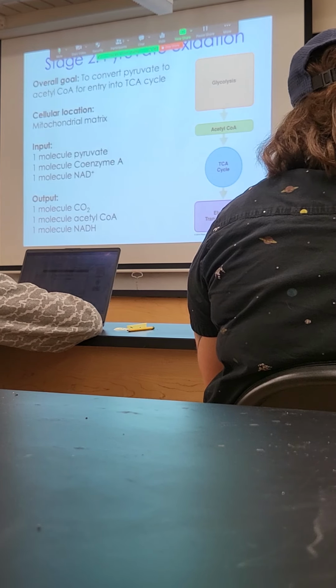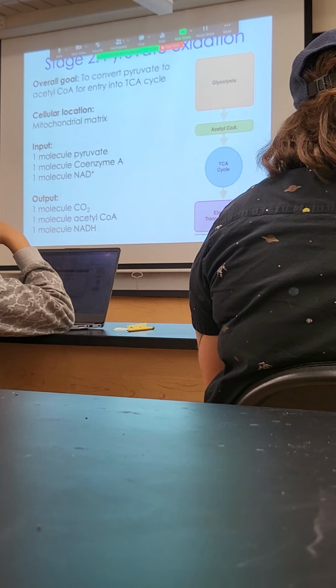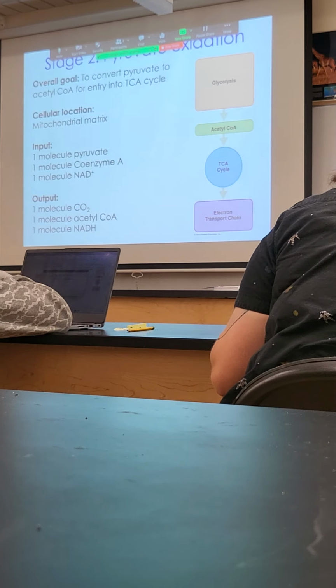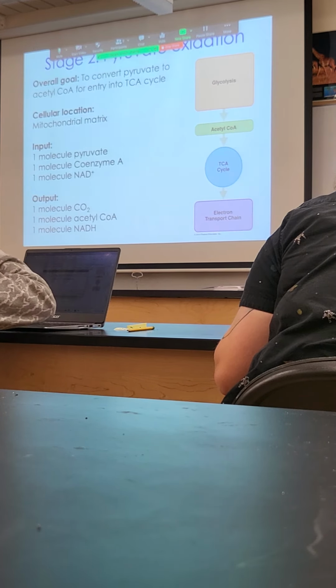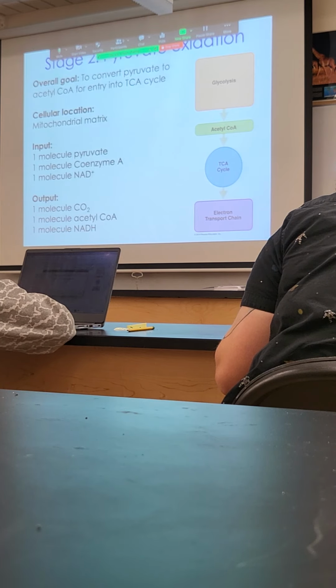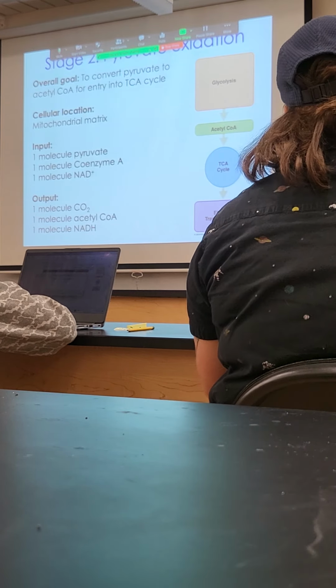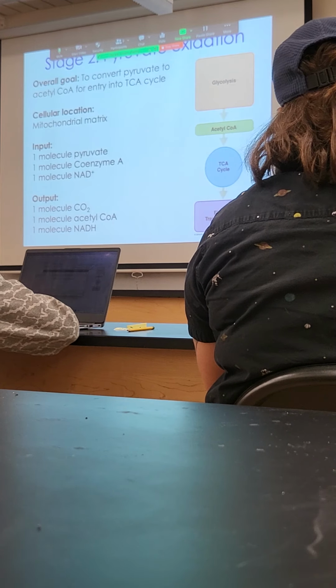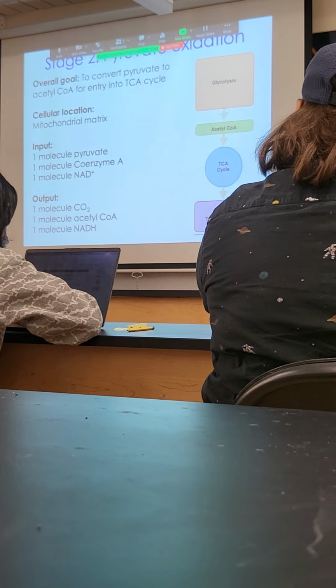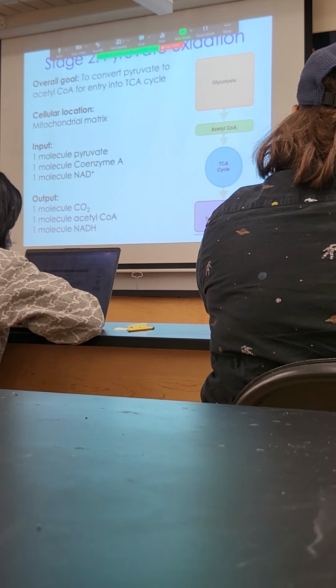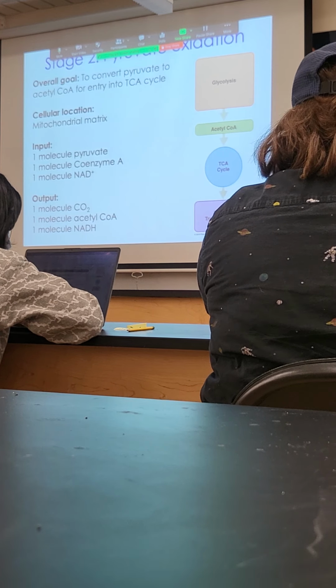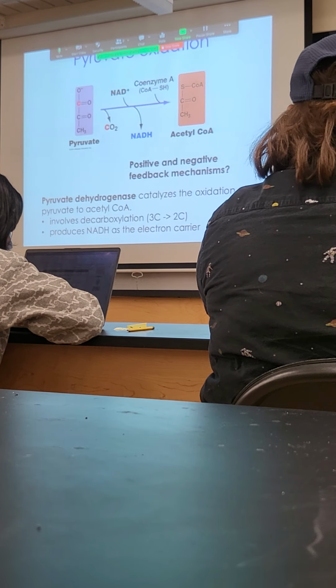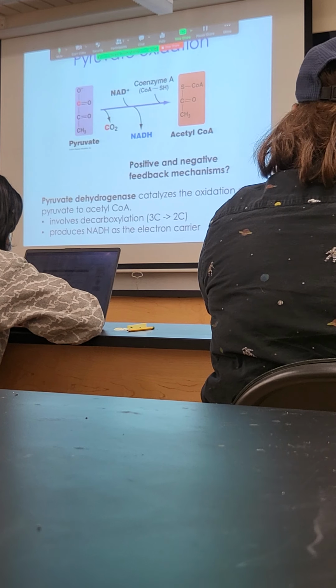We now create acetyl-CoA, which is here. And the other thing that is produced is NADH. This is an oxidation, so the electrons are passed somewhere. They get passed to NAD+ to produce the NADH. Okay? So let's look at the chemistry of what is happening.